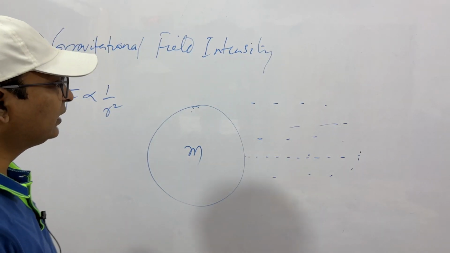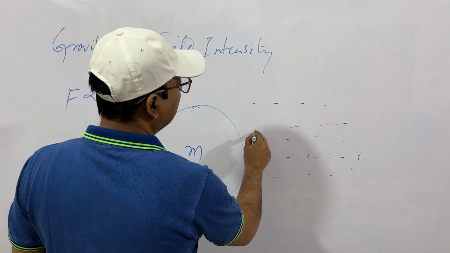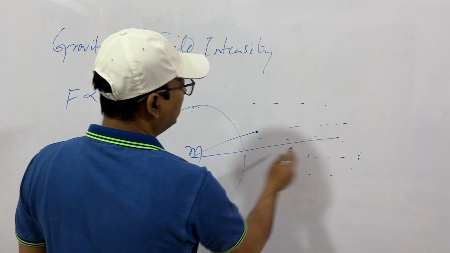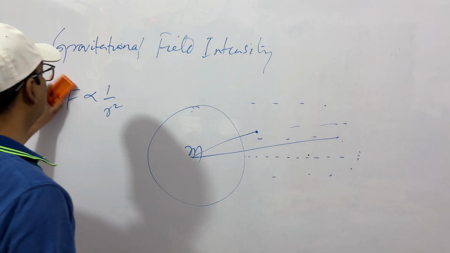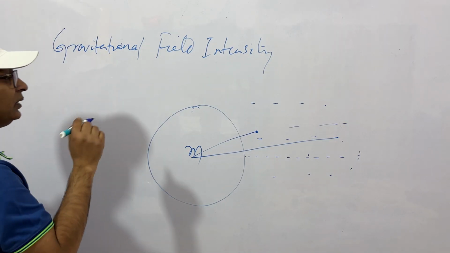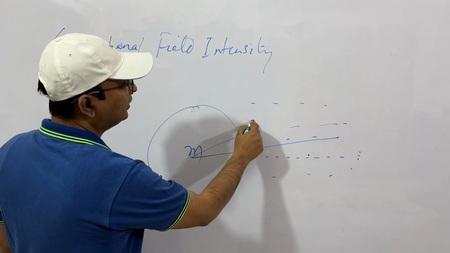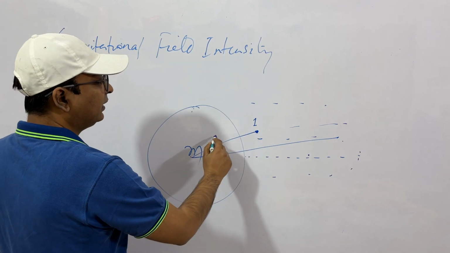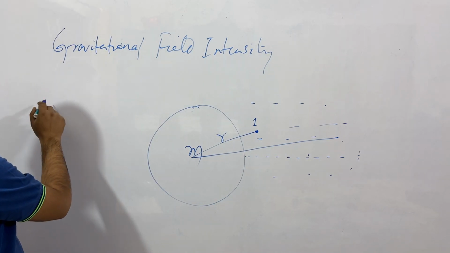Okay, and since we have a field, we'll have intensity at any point. Gravitational field intensity at this point will be more than at this point because this point is distant from it. So how do we find it? We say the force experienced by a unit mass. Let this be a unit mass. So the force experienced by a unit mass at a distance r from the body is its intensity.